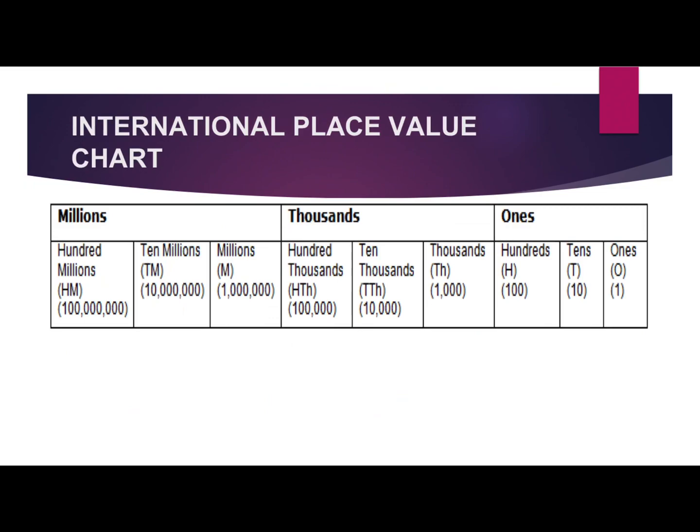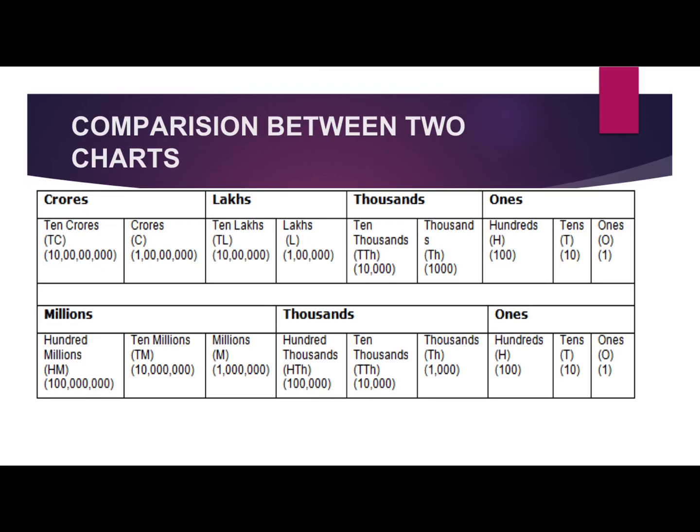Next is the international place value chart. In the ones place we have ones, tens, hundreds. In thousands, it is thousands, 10,000s, 100,000s. In millions, we have millions, 10 millions and 100 millions. So this is about the international place value chart.